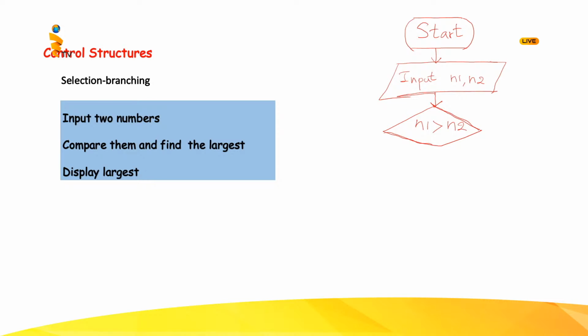And now suppose if n1 is larger than n2, can you remember those two arrows were there? There were two arrows in this symbol. So if n1 is larger than n2, if it is correct, I can put here yes. If n1 is larger than n2, if it is correct, what is the largest number? Then the largest number will be n1.